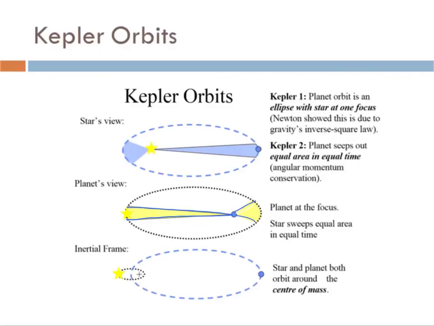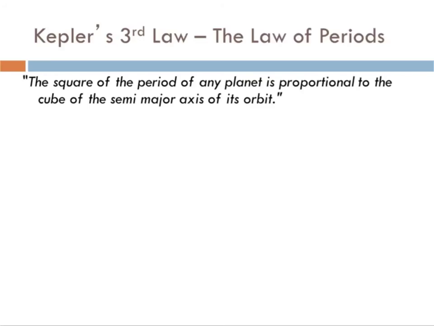Now, the most important part is this piece down here, that the star and planet both orbit around this center of mass. So if you're asked to draw the orbit, like in the first example problem given in the assignment, you need to solve for the center of mass, and that's going to be the point about which they orbit. And we'll see an example of that later. And the last one, Kepler's third law, the law of periods: the square of the period of any planet is proportional to the cube of the semi-major axis.